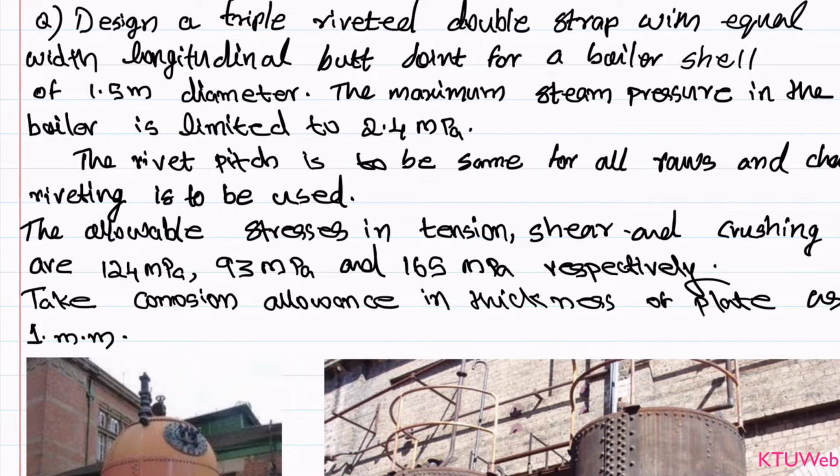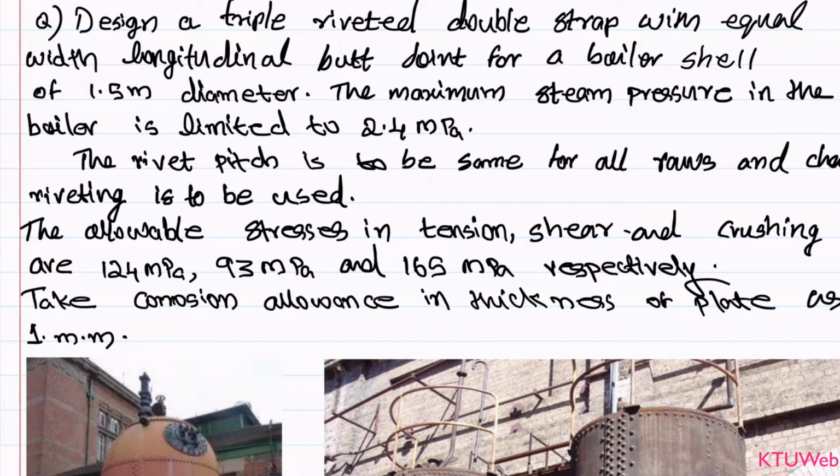Okay, this is the problem that we are going to solve. Hope you watched my previous video regarding the riveted joints. Here we have a different kind of question. The question is specifically asked for the riveted joint for boilers or otherwise pressure containers. Okay, let us check with the given data.